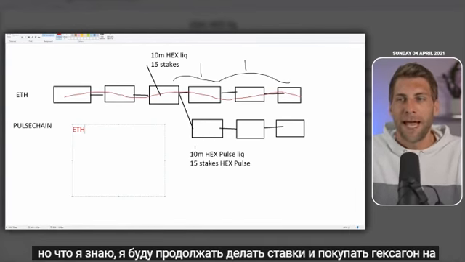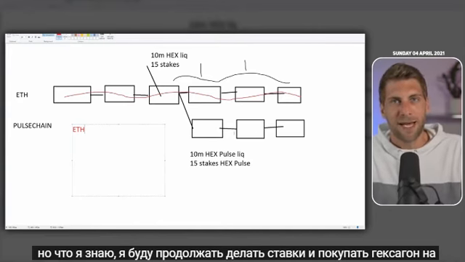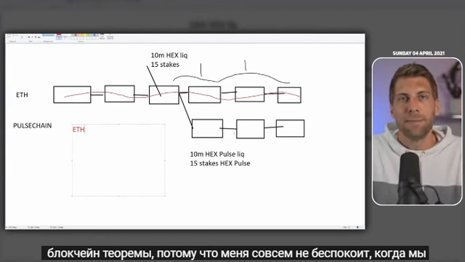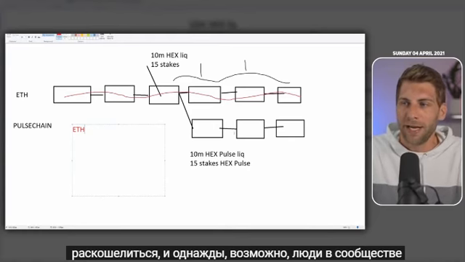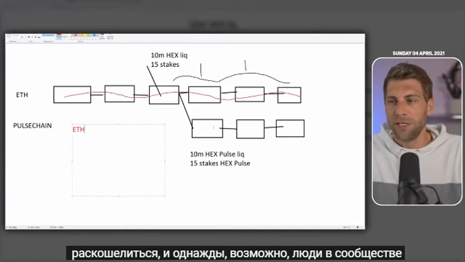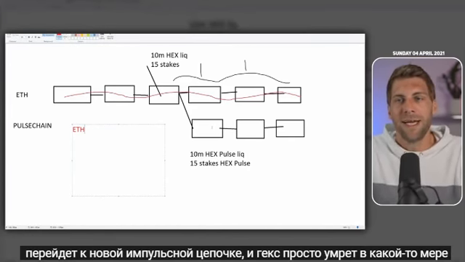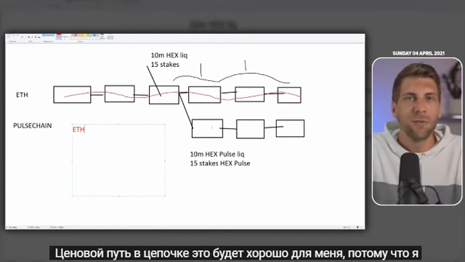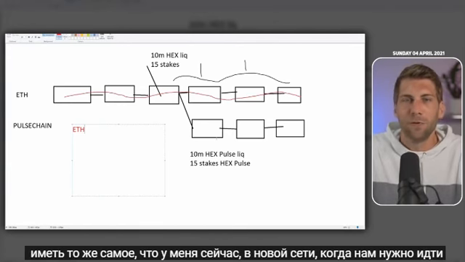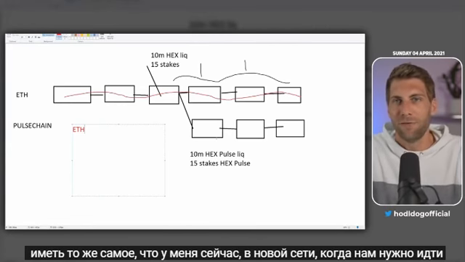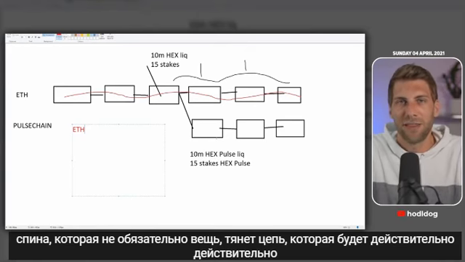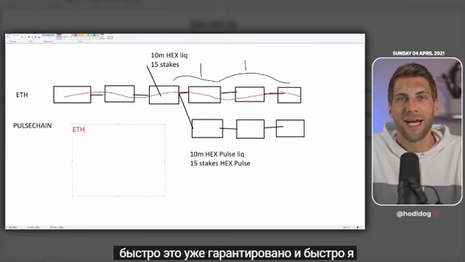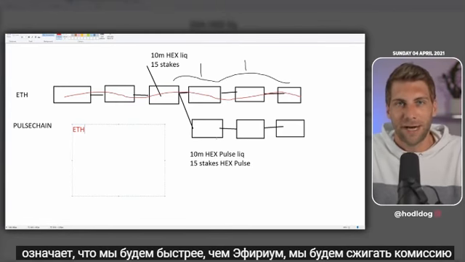But what I know is I will continue to stake and buy HEX on the Ethereum blockchain, because I'm not worried at all. Once we fork away, and once maybe the community moves over to the new PulseChain, and HEX just dies in a way, in a price way on the ETH chain, this will be good for me, because I have the same on the new chain. Whenever we have to go back, which is not necessarily a thing, PulseChain will be really fast, this is already guaranteed. And by fast, I mean we will be faster than Ethereum. We will have the fee burning mechanism.